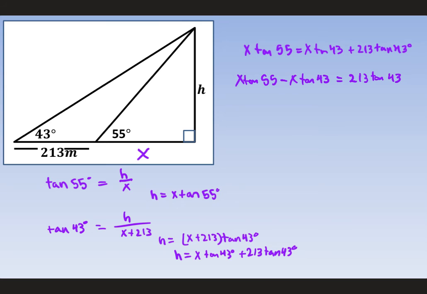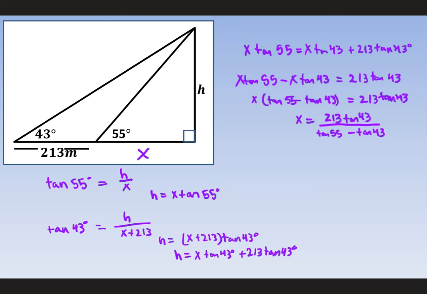Since x is in both of those, we can pull it out as a common factor. x times (tangent of 55 minus tangent of 43) is equal to this 213 tangent 43. And then we can divide that parentheses back over to get the x by itself. So x equals 213 tangent 43 divided by the tangent of 55 minus the tangent of 43. Yay, we solved for x, but unfortunately, we didn't want to solve for x. We want to solve for this h.